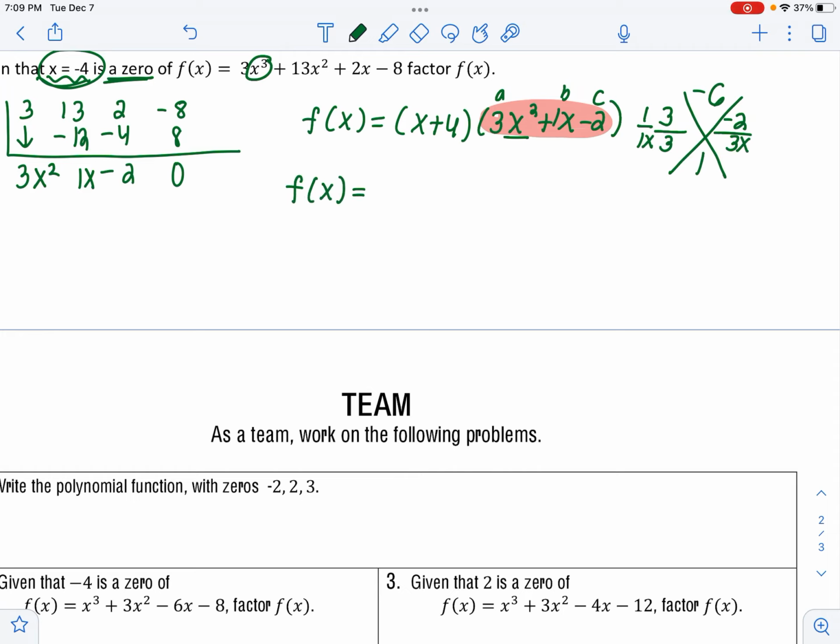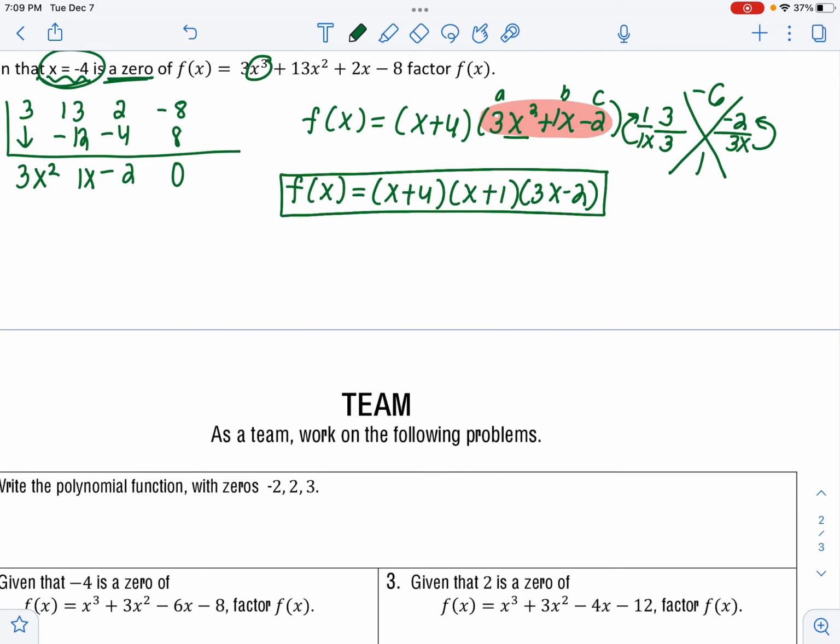So I'm going to write my final answer. F of x equals, don't forget the x plus 4 that you already wrote down. This is x plus 1. And this is 3x minus 2. And now you're completely factored.